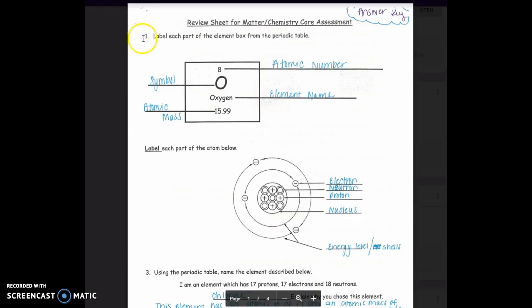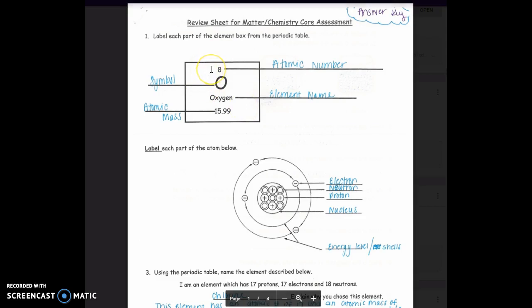So the first thing, which is number 1, it says label each part of the element box from the periodic table. So I have a feeling that you're going to have to label the parts. So what's going to happen is there's going to be a square in front of you. You're going to see that there's a spot that has a little number, a big letter, a word of an element, and then another number. And essentially they're going to want you to know what each one of these numbers are and what the symbols and stuff like that mean.